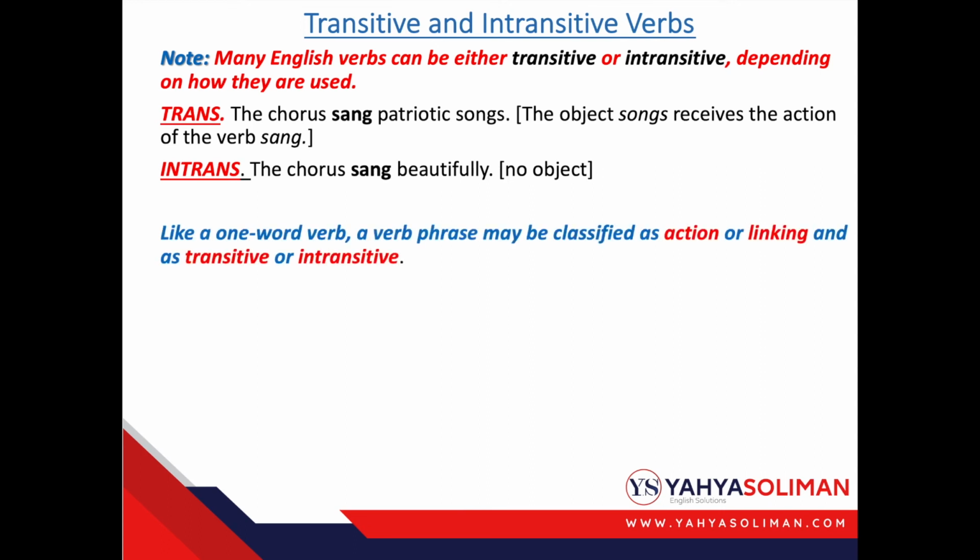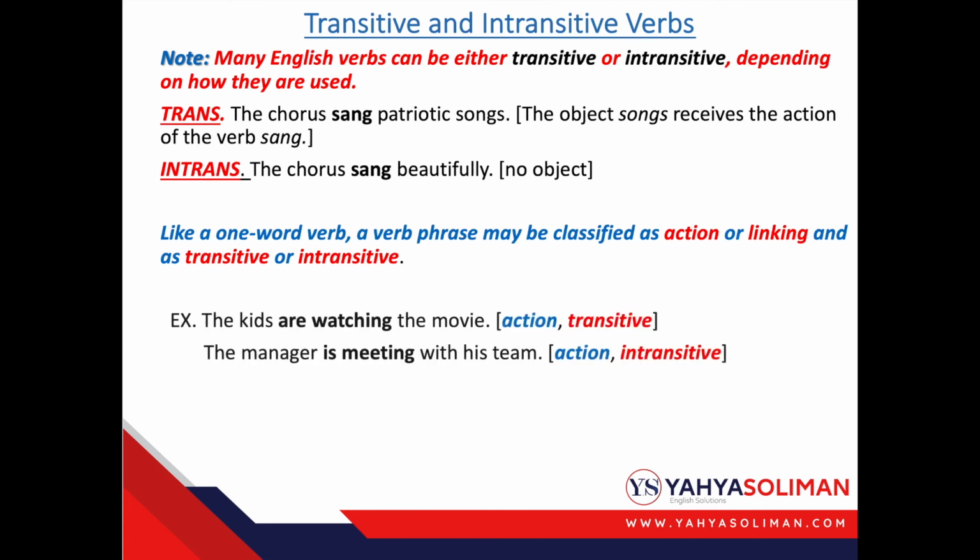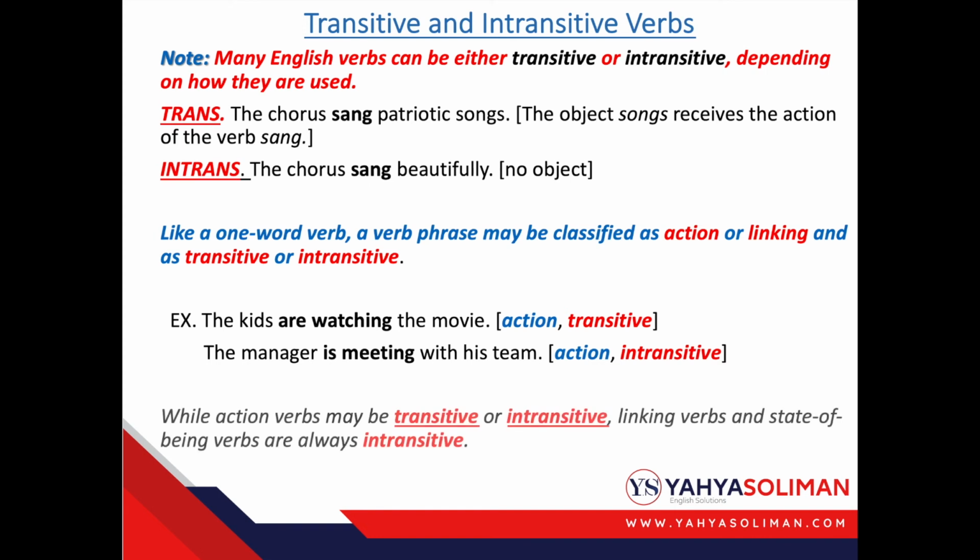Like a one-word verb, a verb phrase may be classified as action or linking and as transitive or intransitive. For example, the kids are watching the movie. Here, are watching is an action transitive verb. The manager is meeting with his team. Here is meeting is an action and intransitive verb.